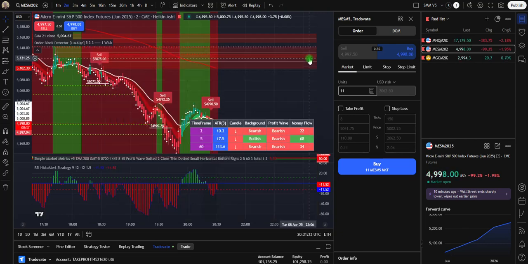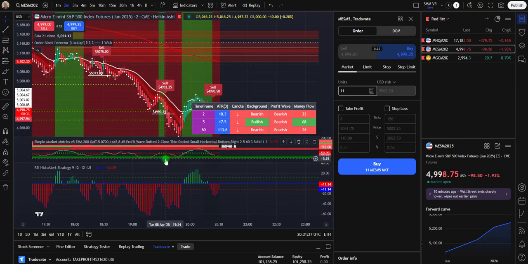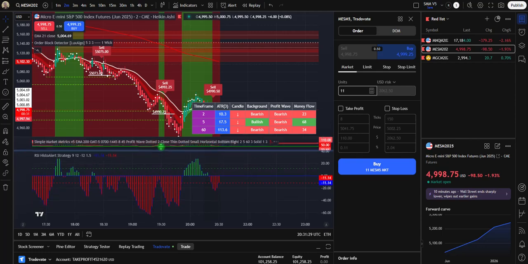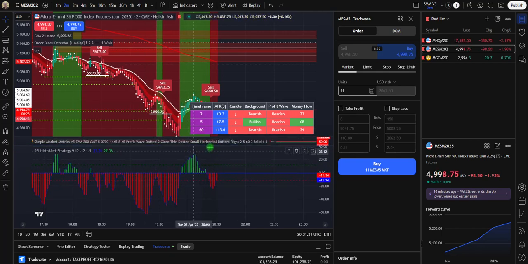So how I use it on my charts, I'm going to bring this up. I want to make it pretty big so we can see what we're doing. I do minimize it when I'm actually trading, but the data is what I want you to see here.